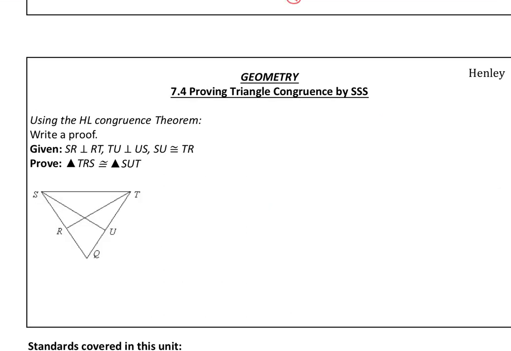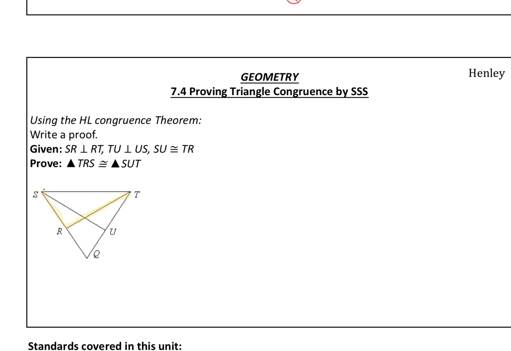Go ahead and pause the video and do this proof on your own, and then come back and we'll check it together. Now let's look at the hypotenuse leg congruence theorem to use to write a proof together. The first thing that we want to look at is that we have SR is perpendicular to RT. So that means that we have SR, which is here, that is perpendicular to RT, which is here.